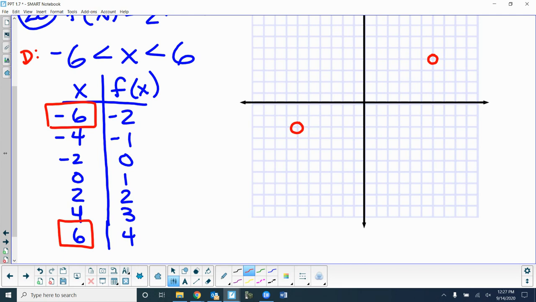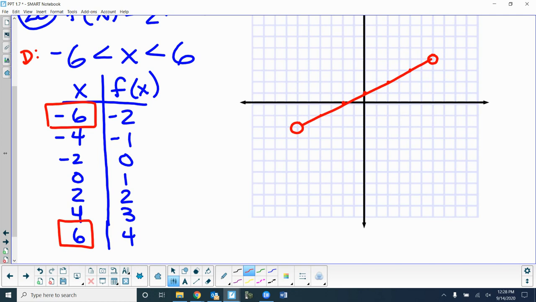-4, -1. Sorry. -2, 0. 0, 1. 2, 2, and 4, 3. And those line up nice for you, don't they? Okay, so we would connect those. And that would be the graph of number 20 then.